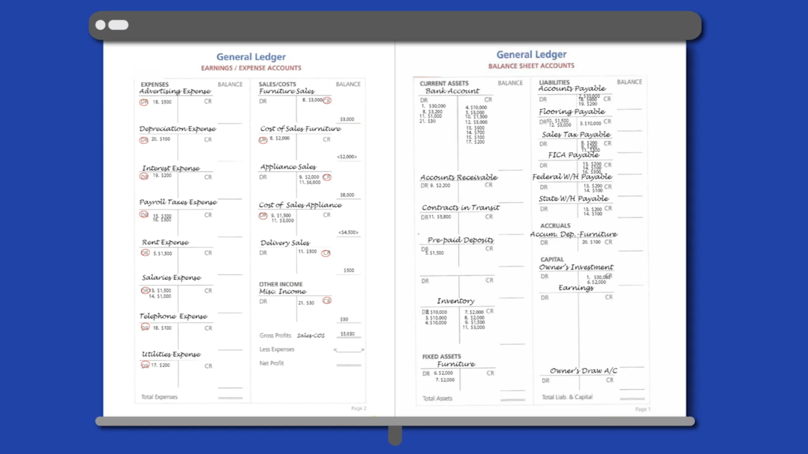We have advertising expenses of $500, depreciation expense of $100, interest expense of $200, payroll tax expense of $400, rent expense $1,500, salaries expense $2,500, telephone $100, and utilities $200. Could somebody add up the expenses for us? What do we have in expenses? Anybody got that? $5,500. Write that down at the bottom here where it says total expenses. Then I want you to transfer that up to the right-hand side, bottom corner, where it shows less expenses. Put $5,500 in there. Okay?